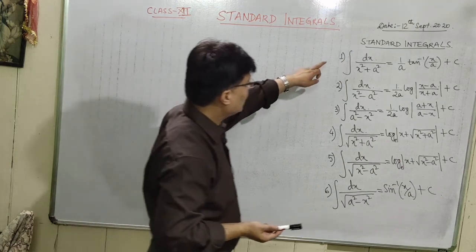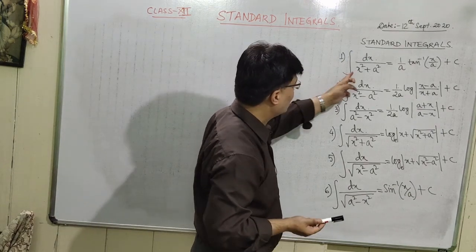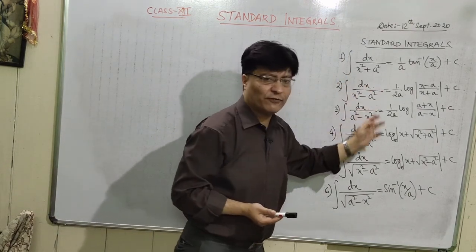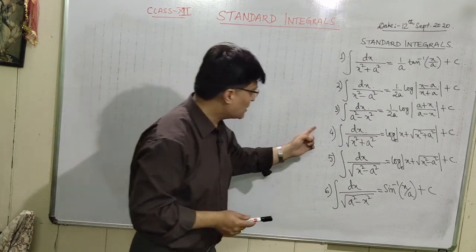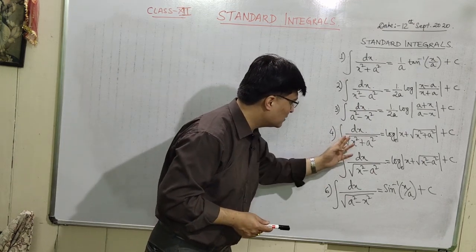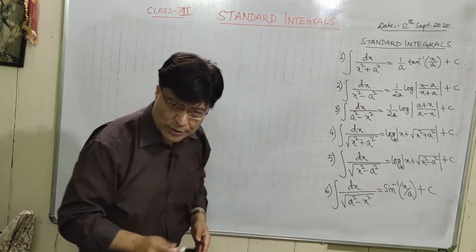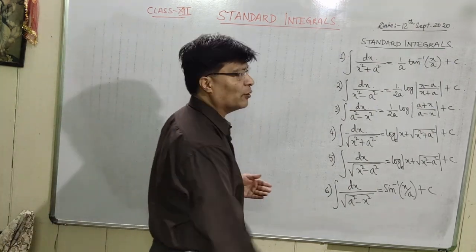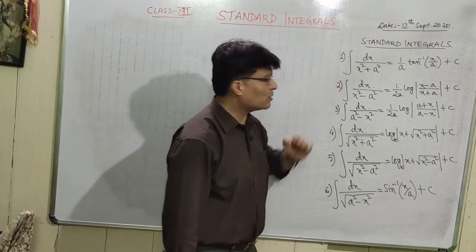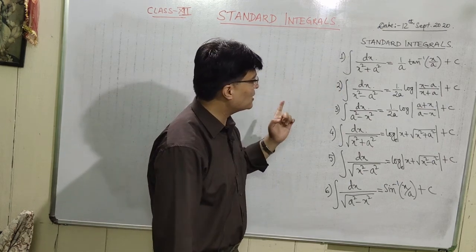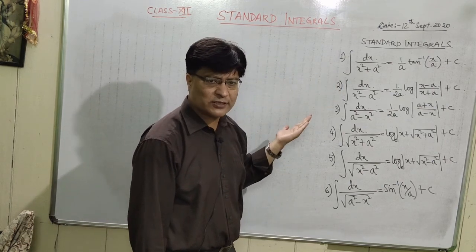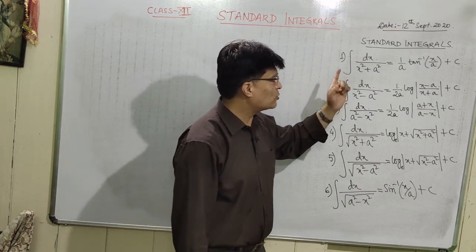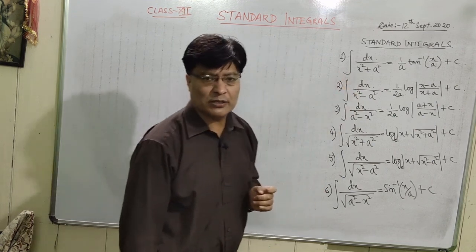In number 1, number 2, number 3, the expression is free from square root. But in number 4, 5 and 6, the expression is under square root, which is in the denominator. So accordingly, you have to use the formula. So what is number 1? Integration of dx divided by x square plus a square. This is the first standard form. Its formula is 1 upon a tan inverse x upon a plus c.